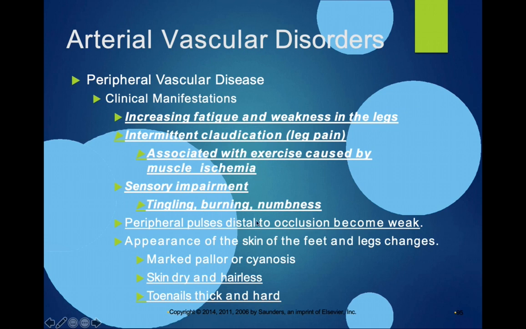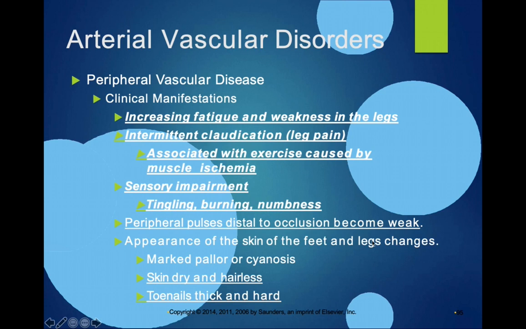The peripheral pulses distal to the occlusion become weak. So the dorsal pedal artery between the first and second digit can become weak. Feeling the iliac pulse may be weak, the popliteal pulse. In men, they can typically get erectile dysfunction if they have poor circulation to the lower extremity. Erectile dysfunction is one of the common signs.